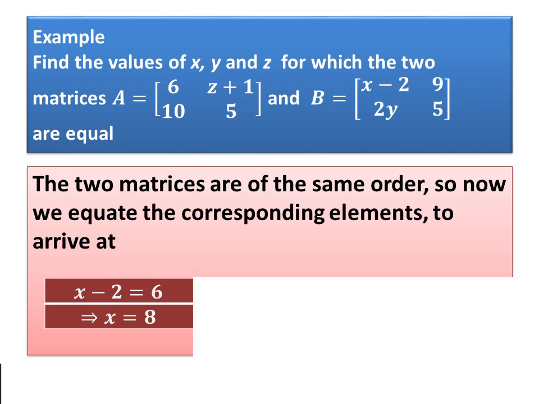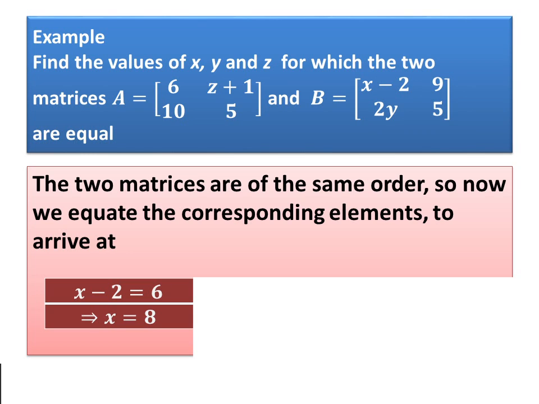So this is the first equation we get. x minus 2 equals 6. This implies that x is equal to 8. Now we go to the z plus 1 in the matrix A. This element corresponds to 9 in matrix B.